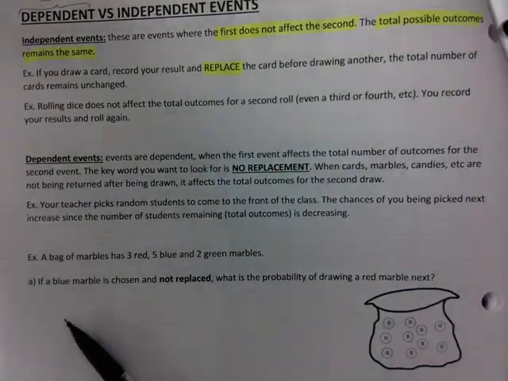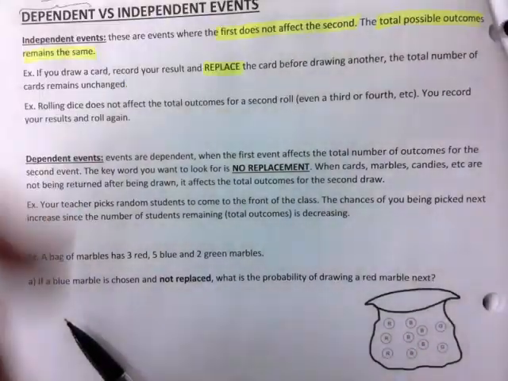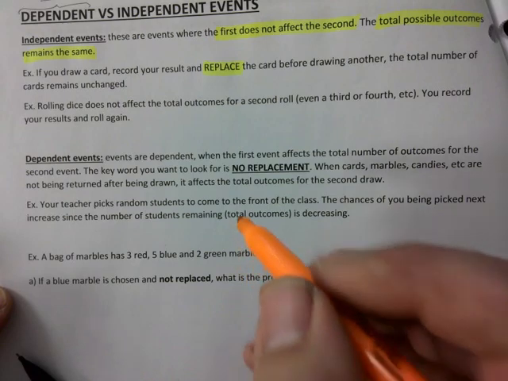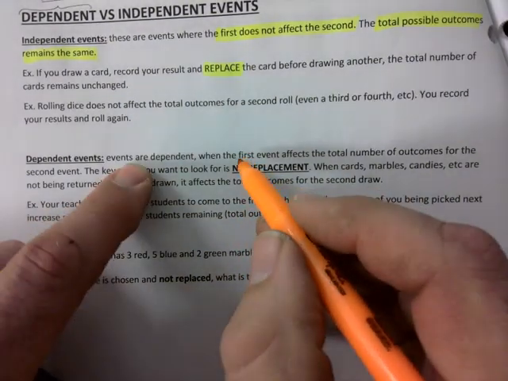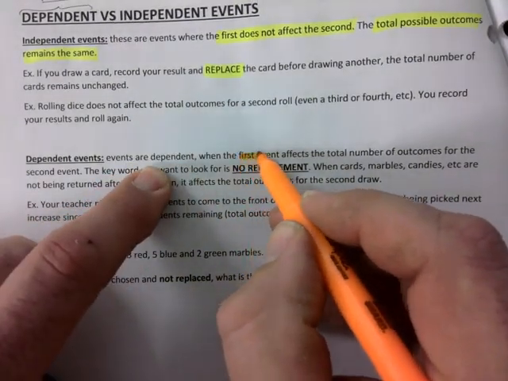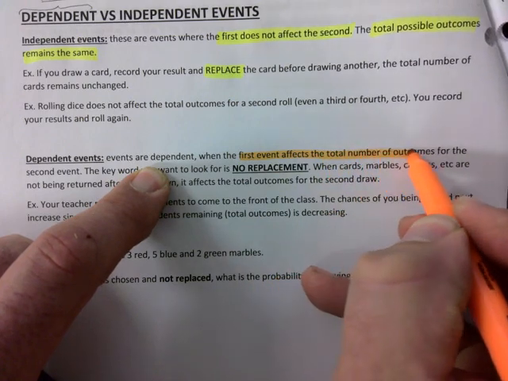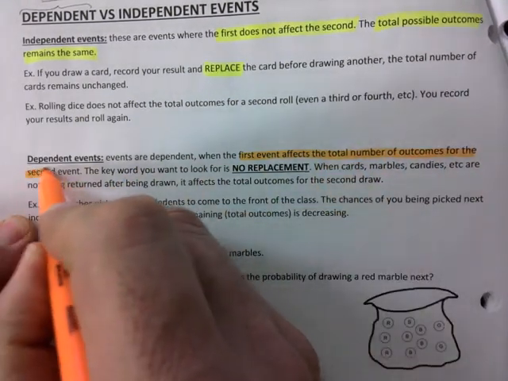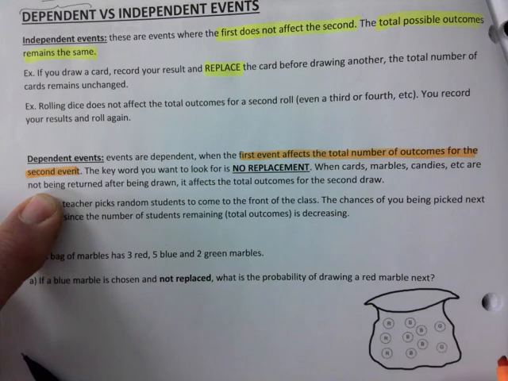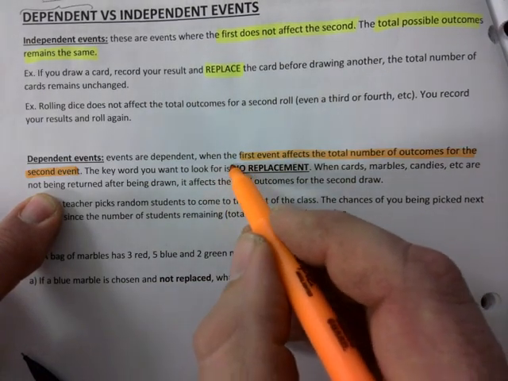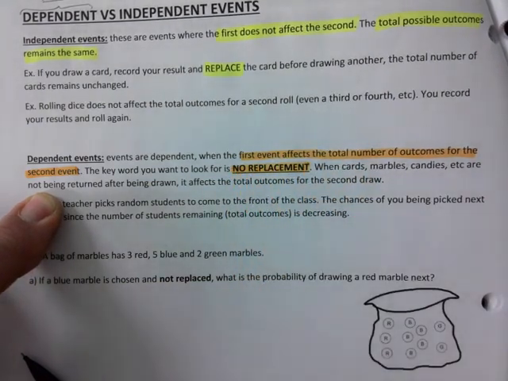Dependent events is where it changes. I'm going to grab a different highlighter. This is when the first event affects the total number of outcomes for the second event. And you know that when the question says they're not being replaced.